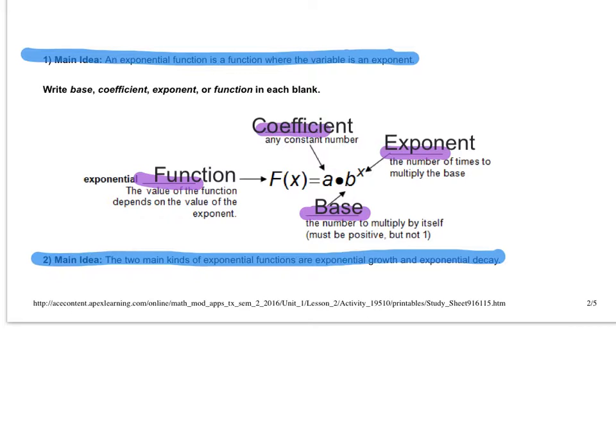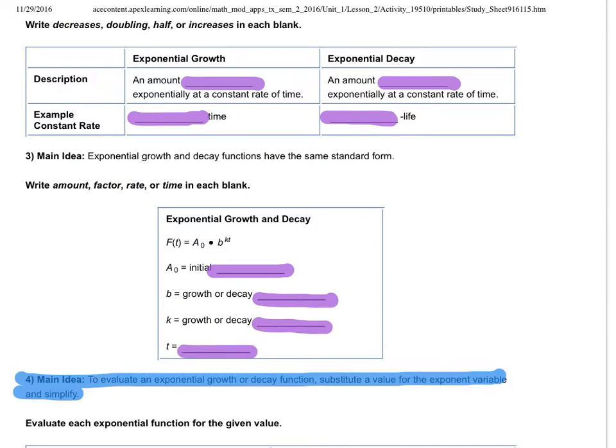Now, the main idea is that the two main kinds of exponential functions are exponential growth and exponential decay. Okay, exponential growth is just an amount increasing exponentially at a constant rate. An example of a constant rate would be something doubling or tripling or just multiplying by any value.